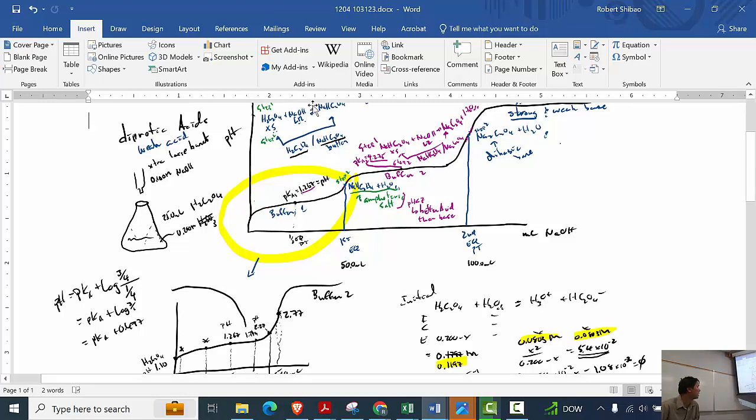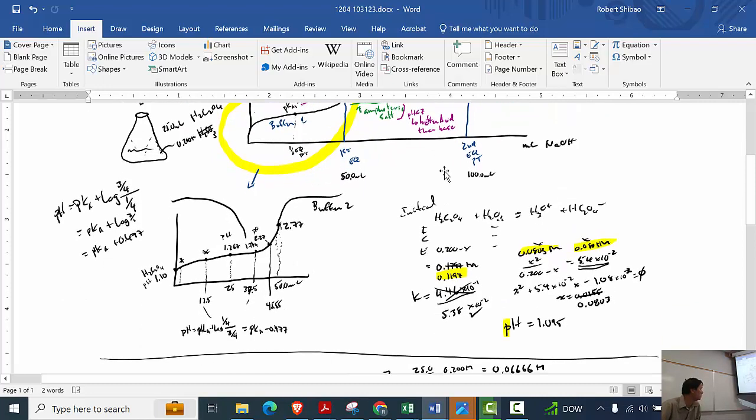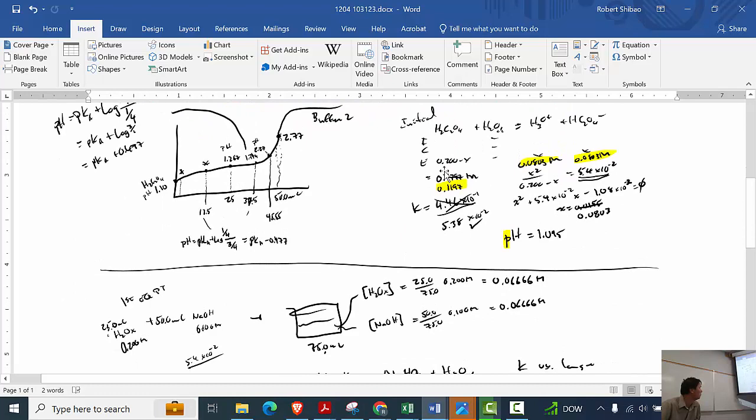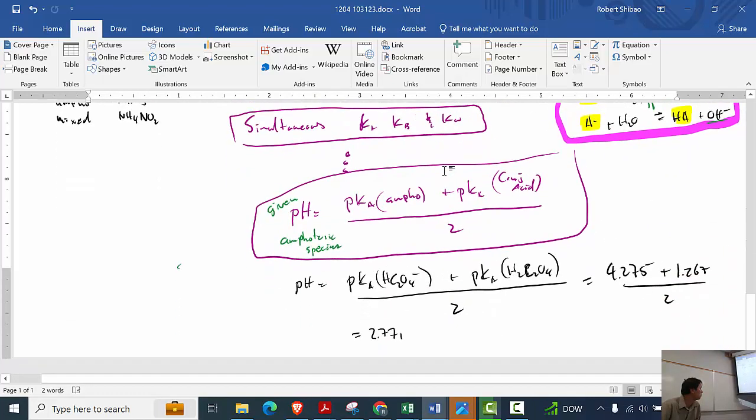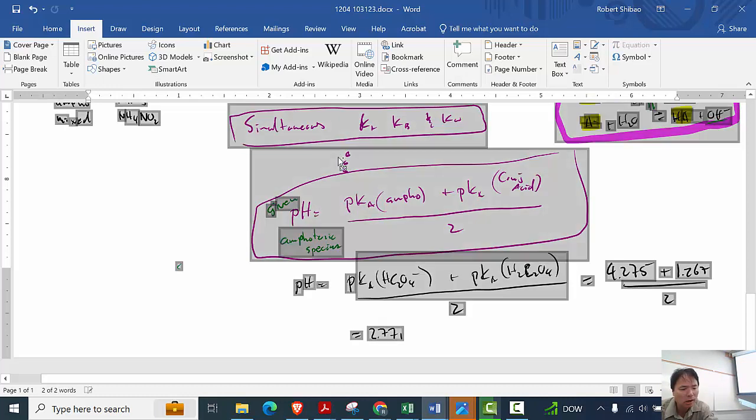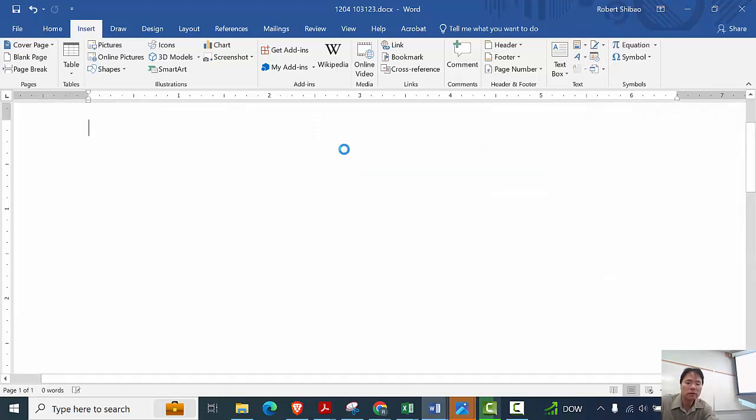And so we have two different choices. If we're in the buffer 2 range, we can do the calculation as a shortcut method or as a long-handed method. We'll do both for one of them.